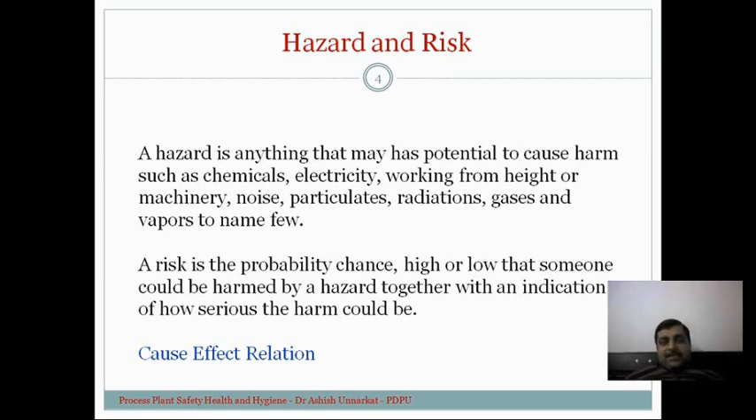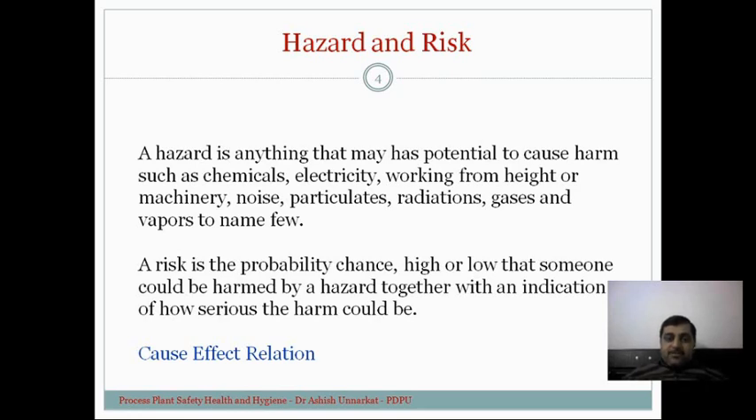So to start with, let us differentiate what a hazard is and what a risk is. Now we have done this before as well, but let us reiterate the terms. Hazard is something which has potential to cause harm. Now these potential things can be chemicals, electricity, any height work, noise, radiation, gases, vapors and so on, which are sources that can cause harm to the person.